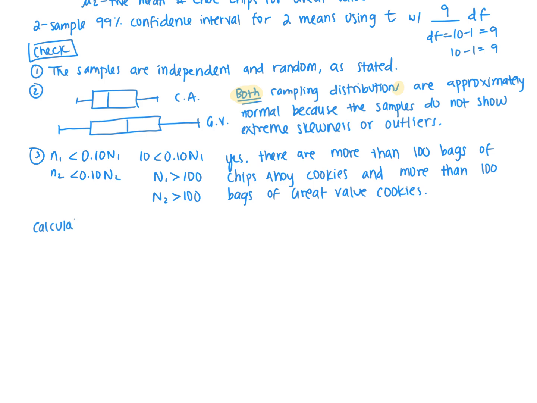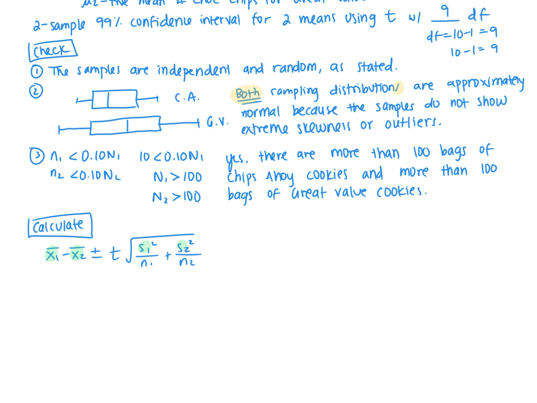Okay, finally, we're ready to actually calculate the interval. So our statistic, like we wrote, is x1 bar subtract x2 bar. We're using t, and then we have our standard error. Okay, so we will need to find both sample means and both standard deviations.